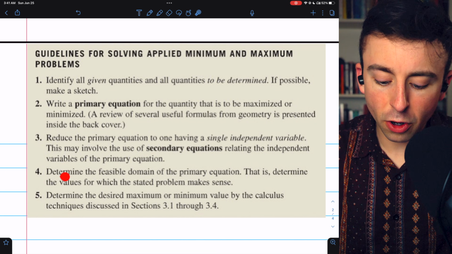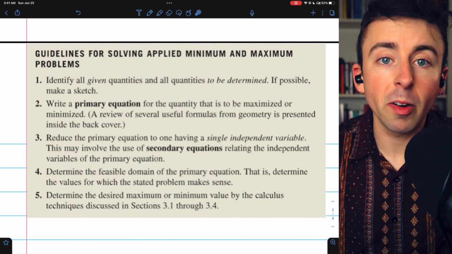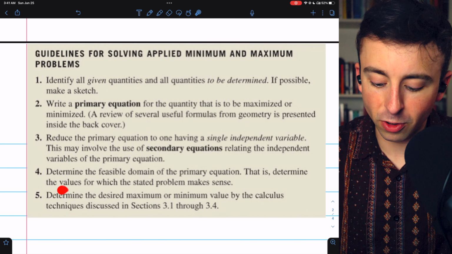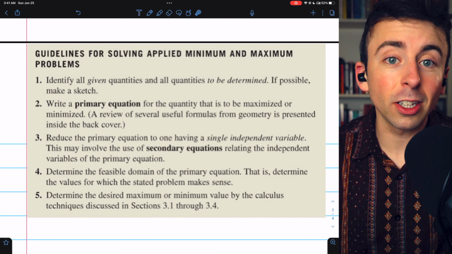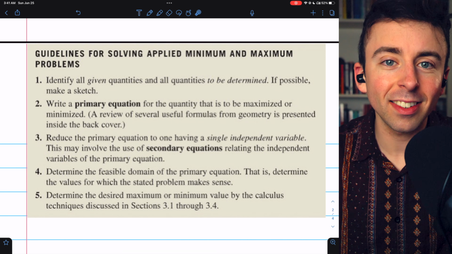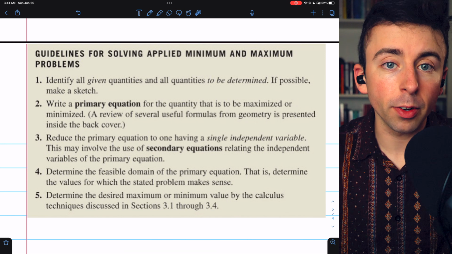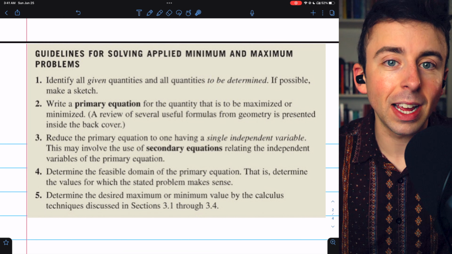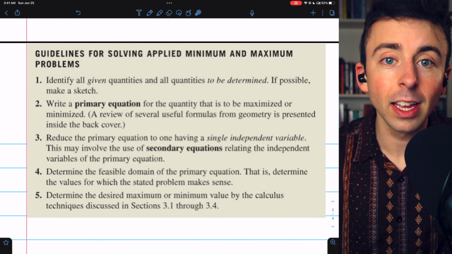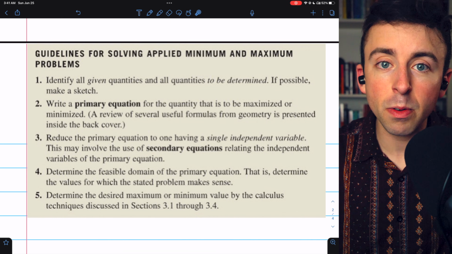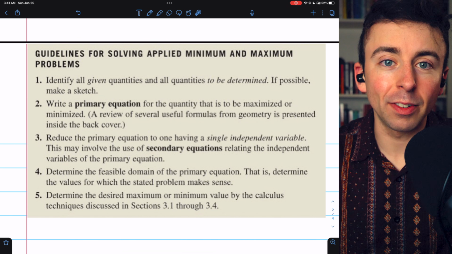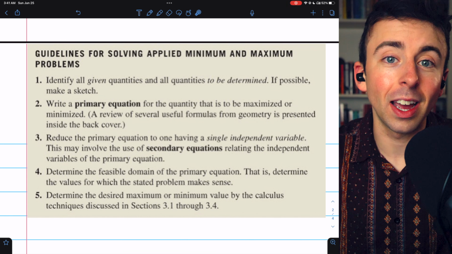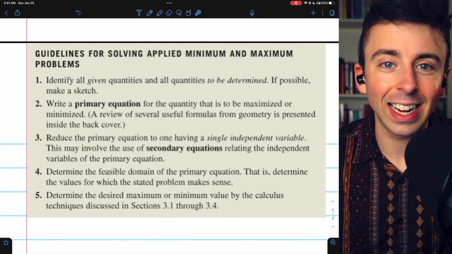Step 4 was to determine the feasible domain of the primary equation. And then step 5 was to just use calculus to find the maximum or the minimum. If the domain was a closed interval, like in our previous case, then we don't have to use the first derivative test or the second derivative test for classifying critical points, because we can just use the extreme value theorem and the candidates test. In our last example, we're not going to have a closed interval, and so we will have to use either the first derivative test or second derivative test.